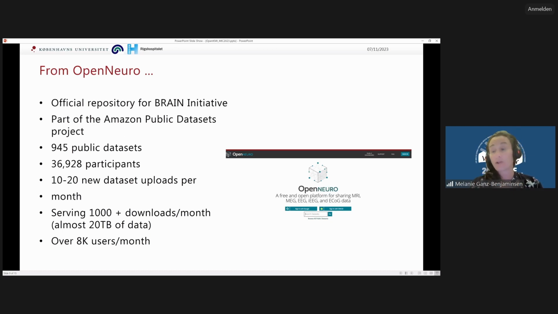It is the official repository of the BRAIN Initiative, and it's part of the Amazon Public Datasets project. It has almost 1,000 public datasets by now with almost 40,000 participants. And you have 10 to 20 new datasets uploaded every month. You have about 1,000 plus downloads every month and 8,000 users that are actively engaging with the site every month as well.